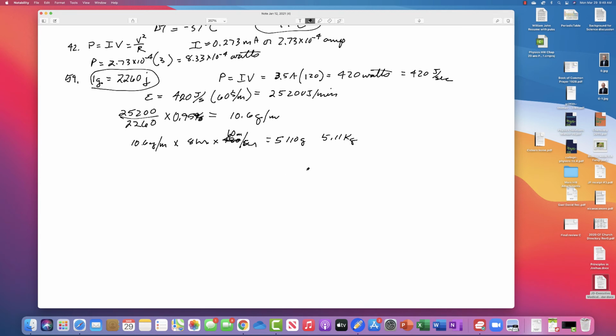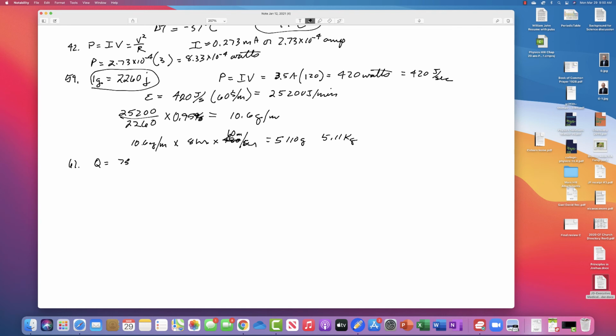Problem 61. What current must be produced by a 12-volt battery operated bottle warmer in order to heat 75 grams of glass, 250 grams of baby formula, and 300 grams of aluminum from 20 to 90 degrees? In order to work this problem, you have to start out figuring out how much heat is required to do all that. So heat is equal to m c delta T, right?